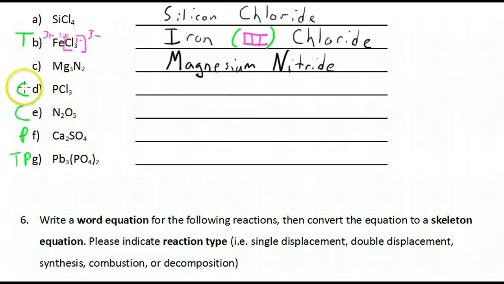Okay, the next one over here, it's a covalent, so that means we're going to have to put our prefixes, that kind of thing. Let's look at that. So P, and these ones are kind of easy as long as you remember the different naming schemes for them.